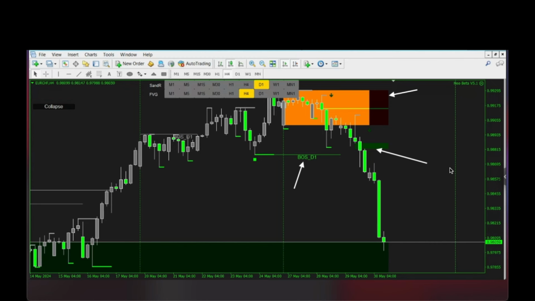We can see the continuation of the buy trade setup. We can also see this setup here, which is Euro CHF, and again we had our daily resistance level that appeared. We had our daily break of structure and our 4 hour FVG creation, and price action actually managed to sell continuously all the way down.